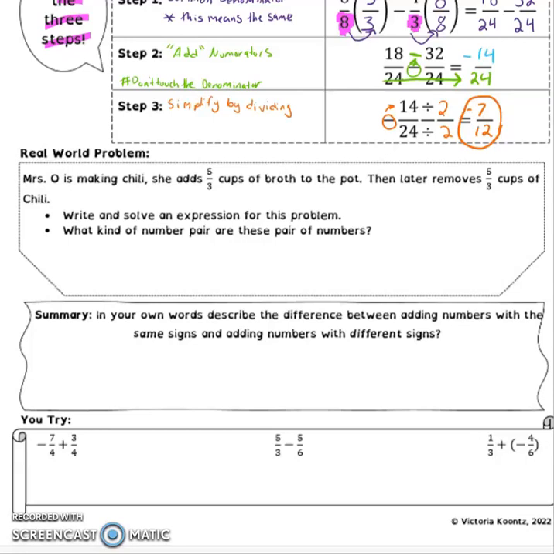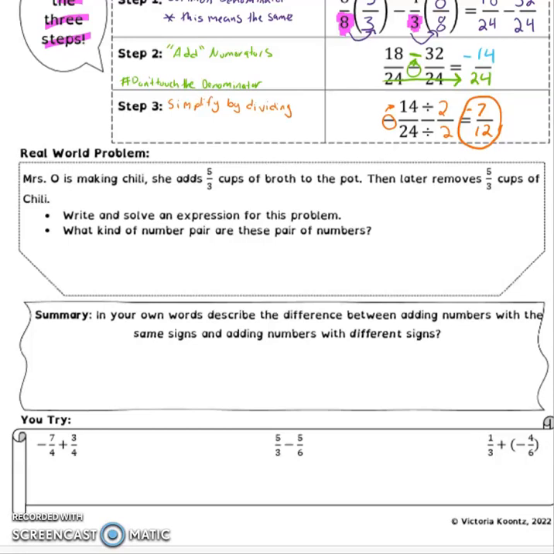Miss O is making chili. She adds 5/3 cups of chicken broth to the pot. Then later removes 5/3 of a cup of chili. Write and solve an expression for this problem. What kind of number pairs are these pair of numbers?